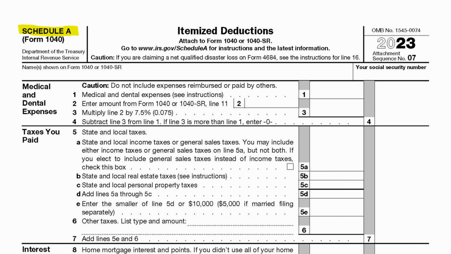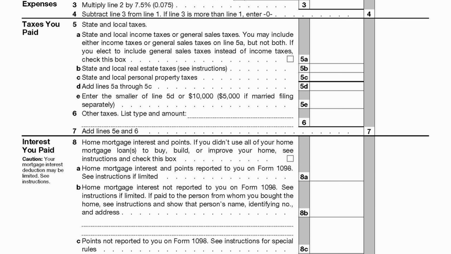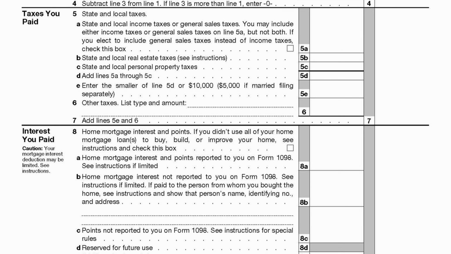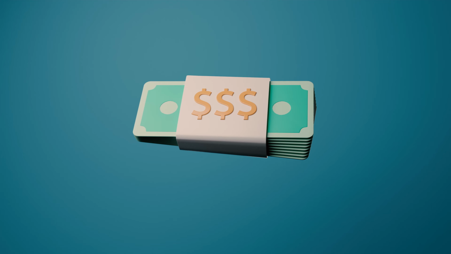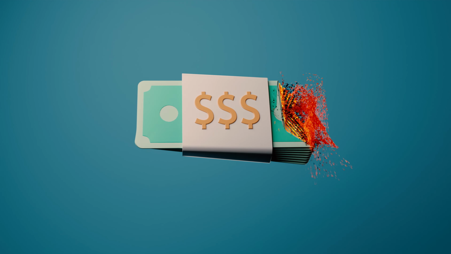So showing Schedule A, you can see itemized deductions are medical and dental expenses above 7.5% of your AGI. Again, why that's an important tax planning number. Your state and local property taxes capped at $10,000, your mortgage interest, gifts to charity. I think it's important to reiterate that you do not get a tax benefit from an itemized deduction unless all of your itemized deductions are larger than your standard deduction.